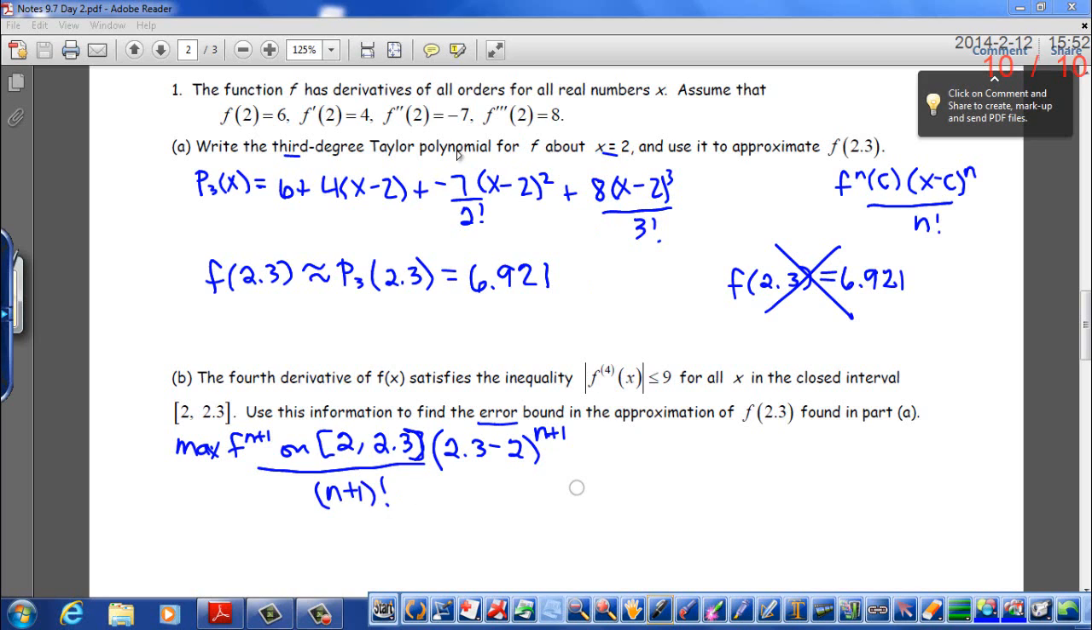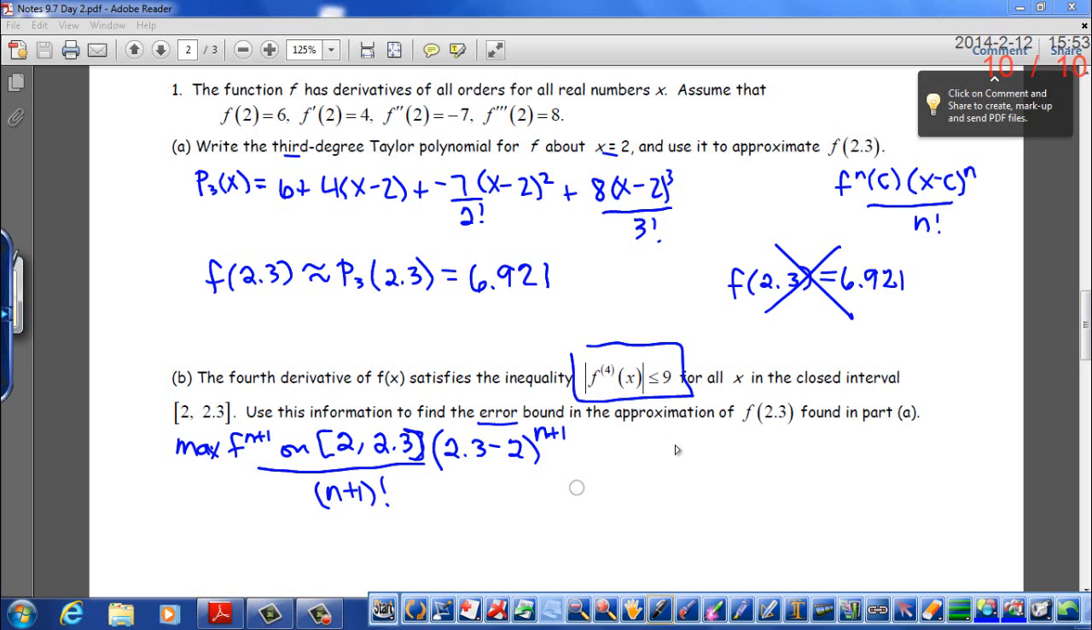Okay, so if we use the third degree Taylor polynomial to make this approximation, then our next n power that we're going to use is going to be the fourth power. So I need to find the maximum of the fourth derivative between 2 and 2.3. Well, that's what they're telling you right here. If the absolute value of that fourth derivative is always less than or equal to 9 between 2 and 2.3, then the maximum of that fourth derivative is 9.